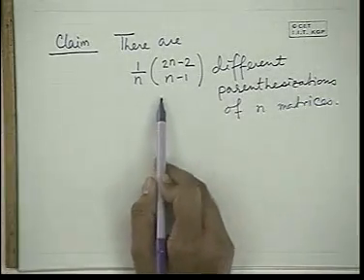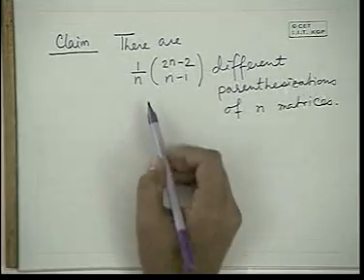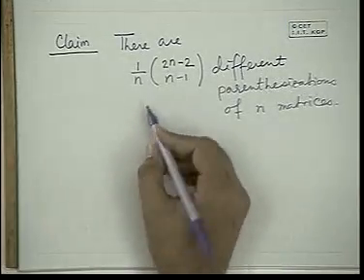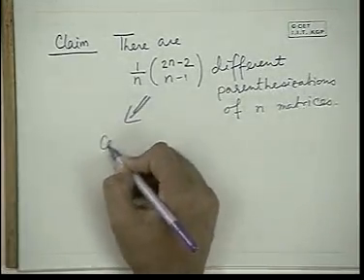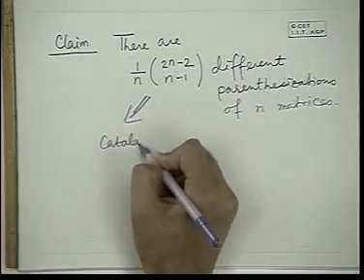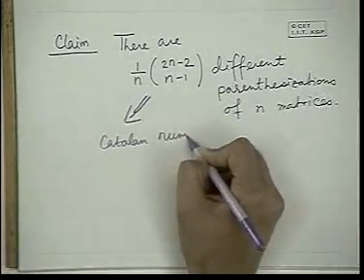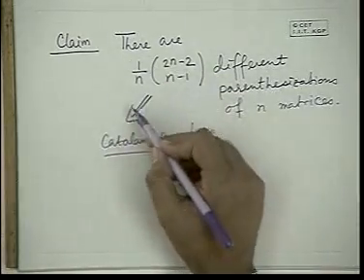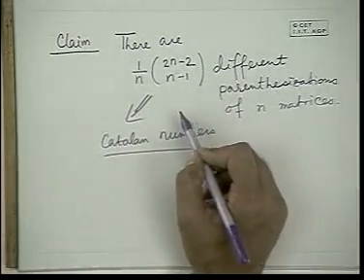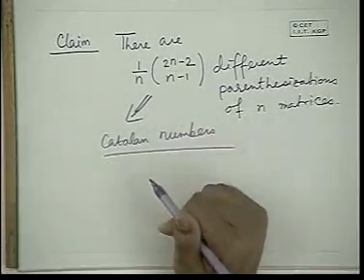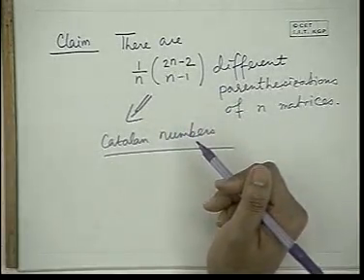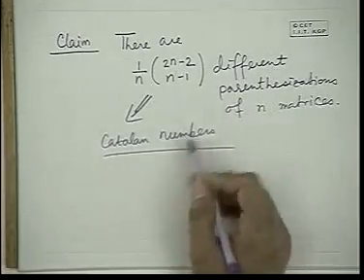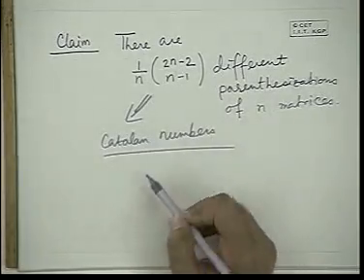Let me not go into the details of proving this. This is sometimes also called the Catalan number. You should know these terms, Catalan numbers. Basically, this quantity comes into the combinatorics of many other things. What is the total number of different binary trees you can have with n nodes? Again, this particular formula comes into the picture.